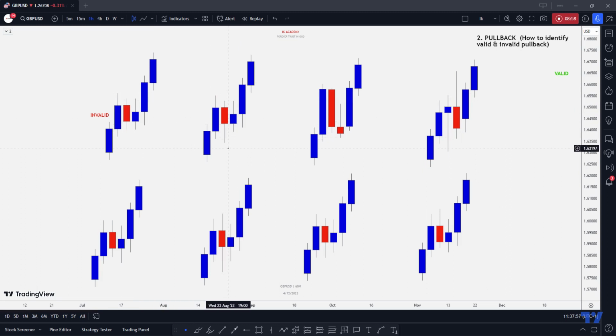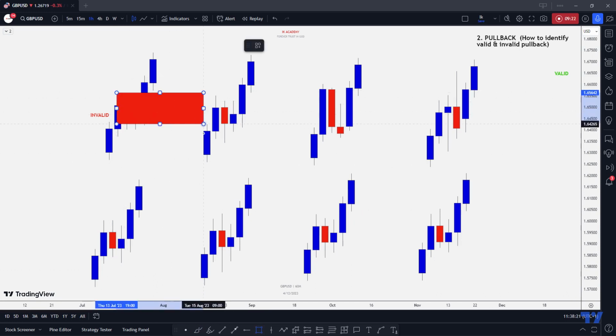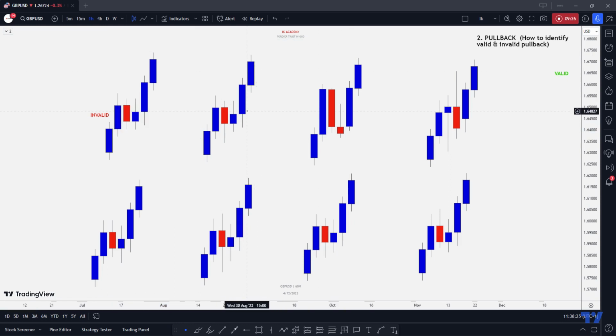So let's go to the next scenario, the second scenario. The reason why pullback is very important for you to understand is that it gives you the ability to mark out the proper swing highs and swing lows of the market. So you will not be making mistakes by picking the wrong inducements or the wrong OB. A lot of people would think, I can pick this place as another block based on the system I trade. No, you can't, because that is not a valid pullback.